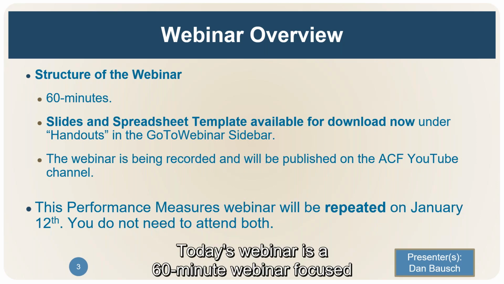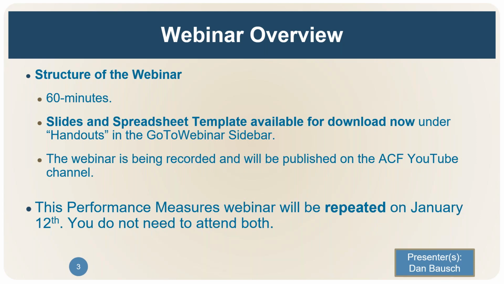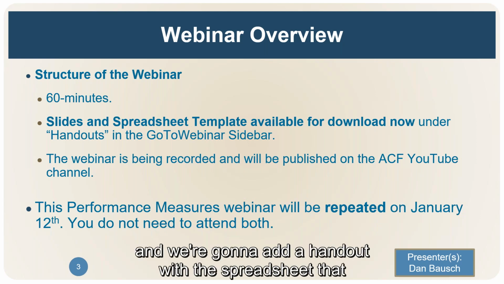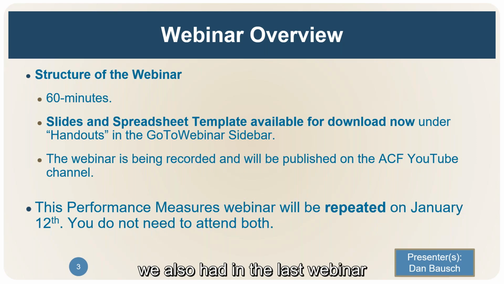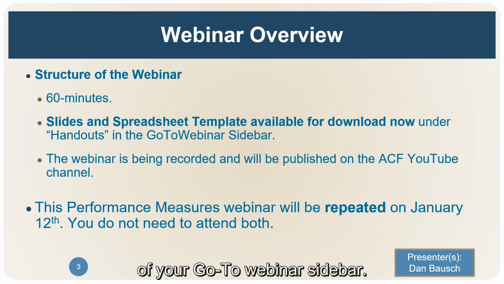Today's webinar is a 60-minute webinar focused on Module 2 for the performance measures. We have a handout right now that has the slides, and we're going to add a handout with the spreadsheet that we also had in the last webinar for the grantee survey module 1. So those are under the handouts part of your GoToWebinar sidebar.